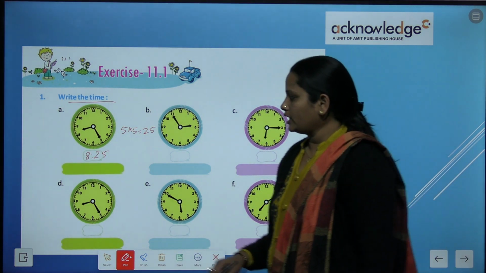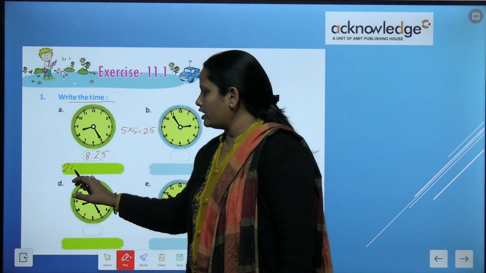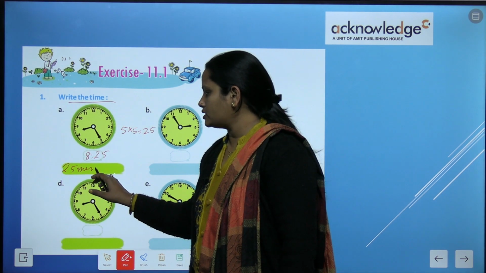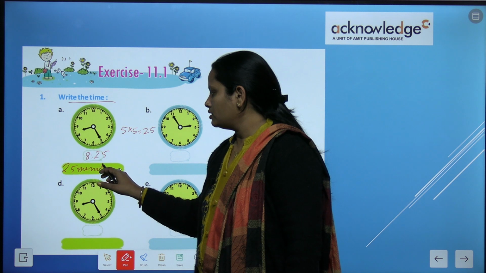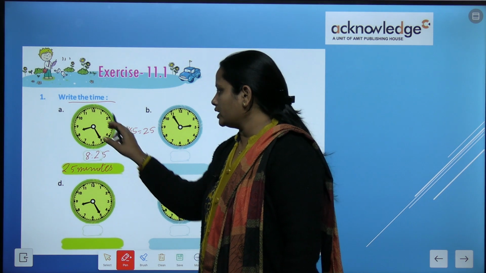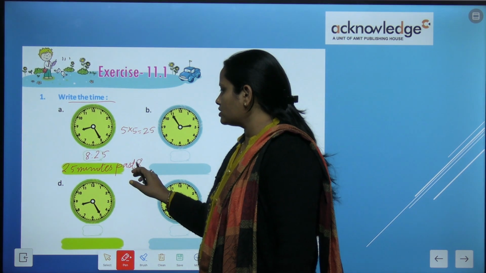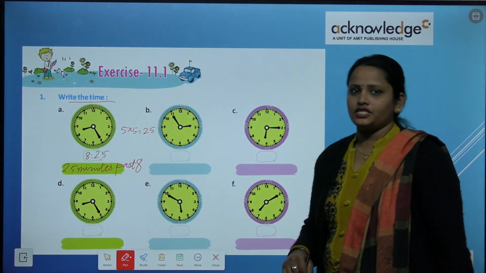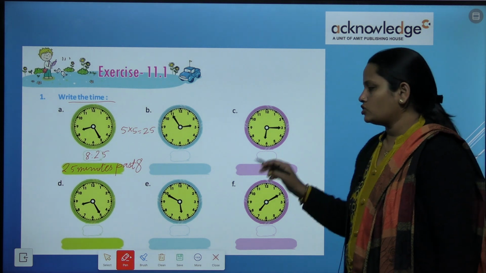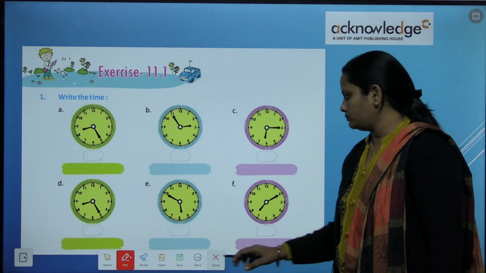इसे हम और कैसे लिख सकते हैं? 25 minutes बीत गए हैं तो past 8. 25 minutes past 8. So similarly do the rest of the questions, children.